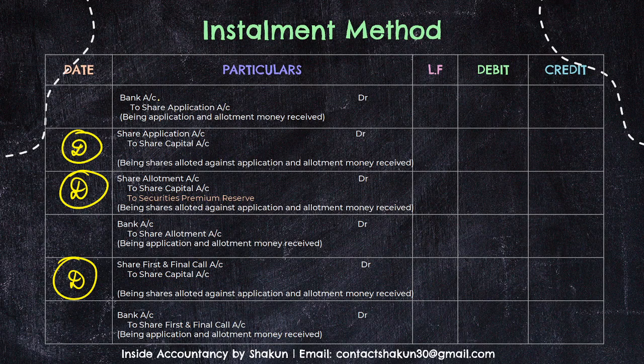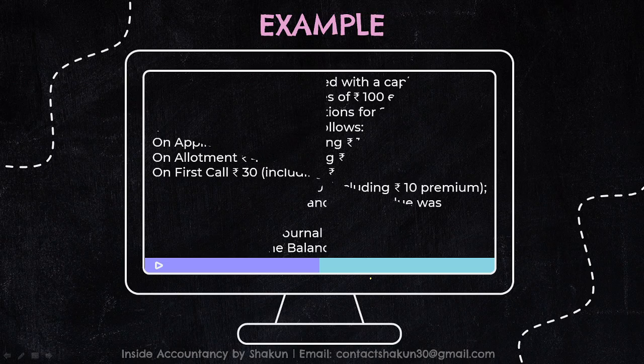So let us understand this. One more thing: in case the premium is given and it is not mentioned on which stage, then we will always assume that the premium is on the allotment stage. If nothing is given, we assume the premium is on allotment. Then we show it in the allotment due entry. Now let's understand this with the help of an example.